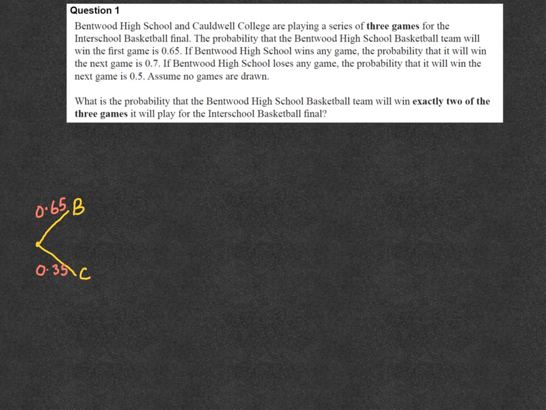Then we're told after that, if Brentwood wins any game after that, their probability goes up to 0.7. Whereas with Caldwell, in that case, there would be 0.3. And so if Brentwood wins again, so we'll just do B and C. If Brentwood wins again up there, it's 0.7. This would be 0.3. Obviously, you probably want a bit more room than what I've got here.